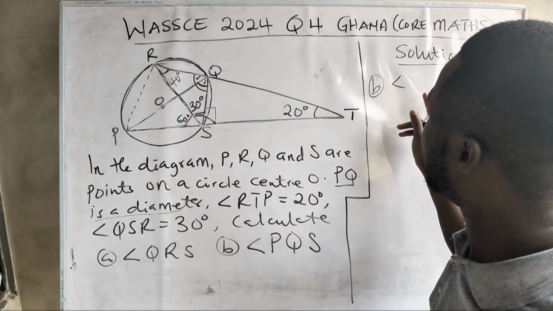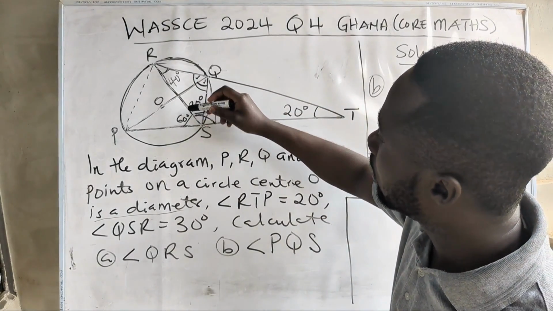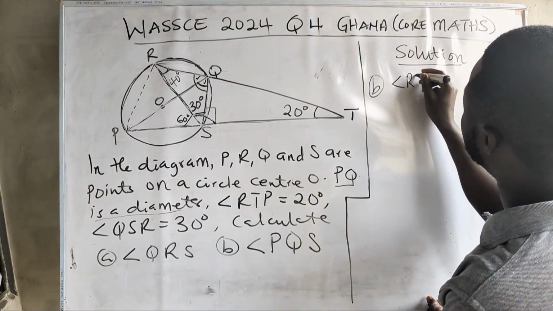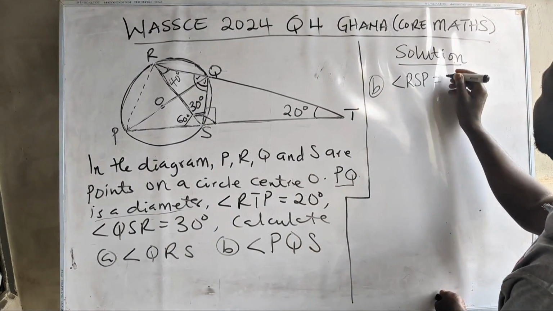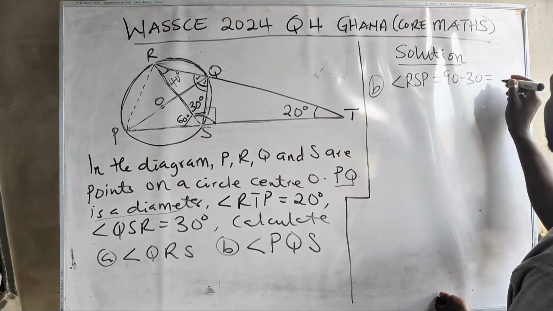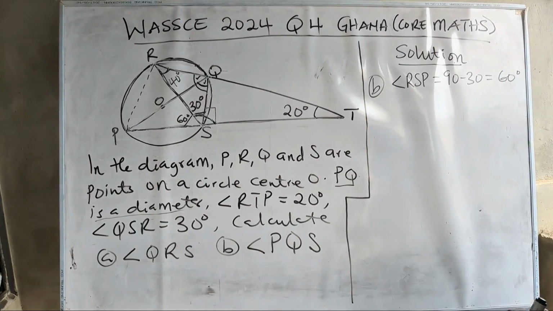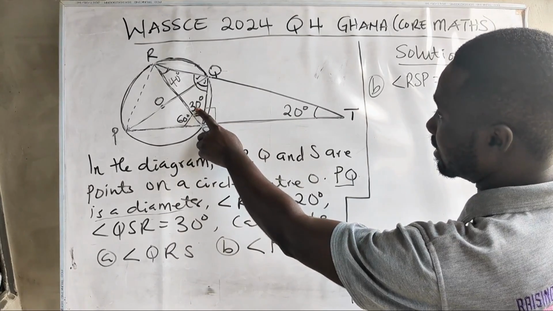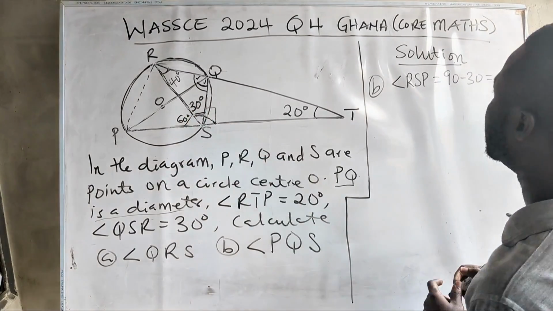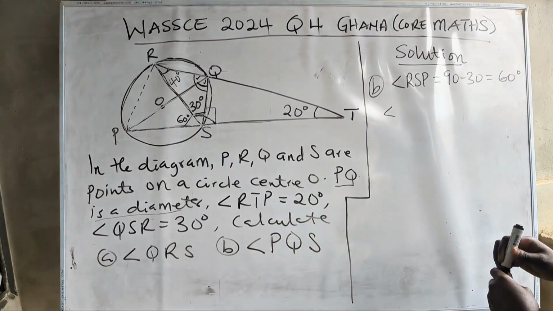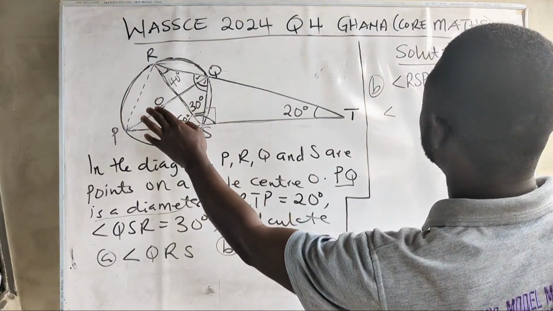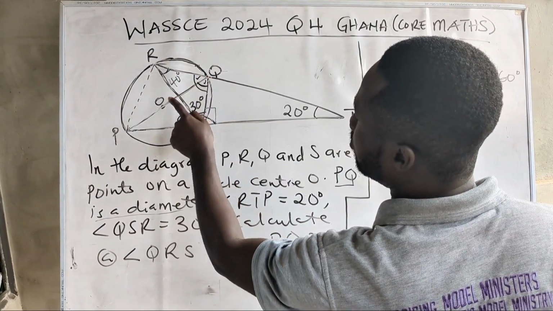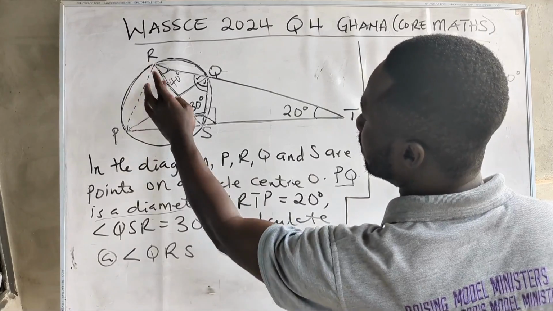Alright, so what do I say first? First of all, this particular angle RSP, we know that is equal to 90 minus 30, which will give us 60 degrees, because we have already affirmed that here is going to give us 90 and already here is 30, so that will give us 60. So here is 60, and then we have got the RSP, and we also know angle RQP is the same as angle RSP.